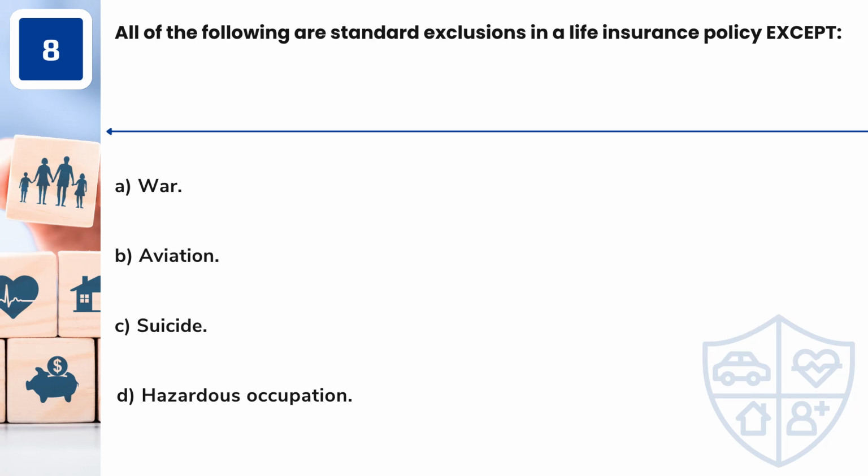Question 8. All of the following are standard exclusions in a life insurance policy except A. War. B. Aviation. C. Suicide. D. Hazardous occupation.